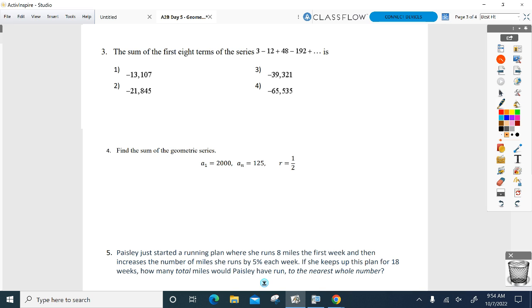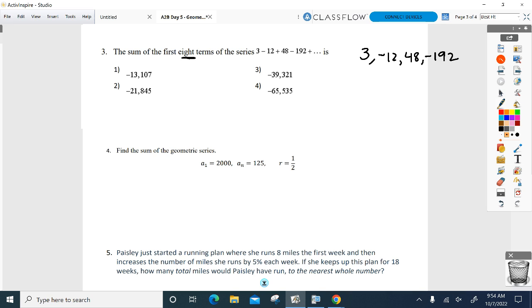Find the sum of the first 8 terms. Don't get confused. I'm adding them up for you. Can anybody write out what the sequence is here? So my first number is 3. What's the next number in the sequence? Negative 12. And then it's 48. And then it's negative 192. I'm adding up the first 8 terms of this sequence. So see how I wrote it out? The first 8 terms of the sequence I'm adding up.